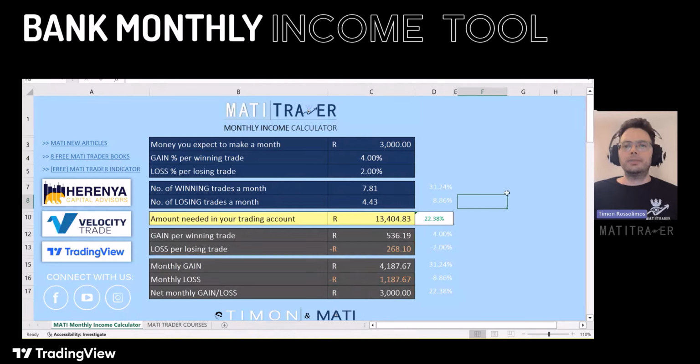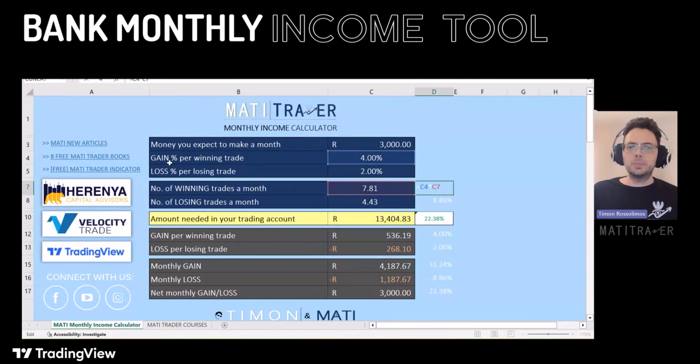We want to work out what percentage we are going to make of our portfolio with the winners and the losers, and then we're going to subtract it to see what we can expect to gain per month. It sounds a bit like a mouthful, but it's very easy. Here are the number of winning trades a month. Here is the gain percentage per winning trade. So all you do is multiply the gain percentage per winning trade by the number of winning trades per month, and that gives you a gain of 31.28%.